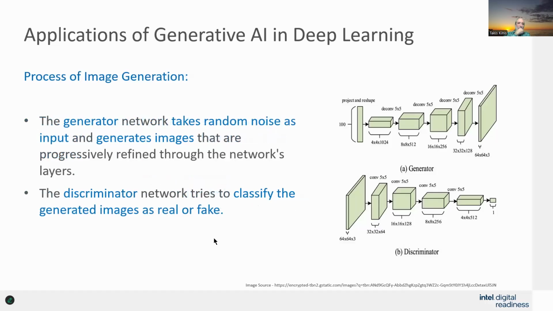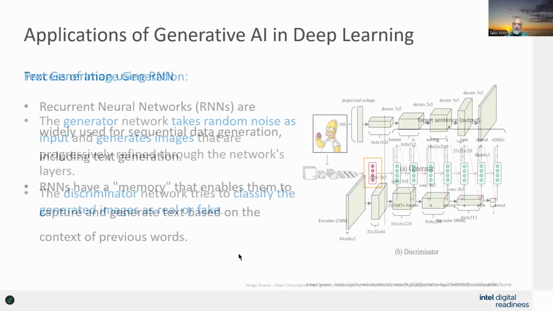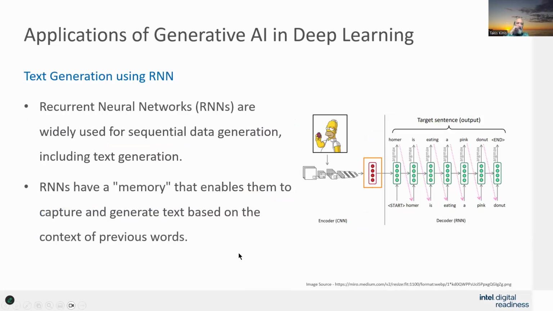All right. So the generator network takes random noise as input and generates images that are progressively refined through the layers. The discriminator network tries to classify the generated images as real or fake, right? Remember talking about that a little bit in the other course? Yeah, we did. That attempts to show some of the layers there.